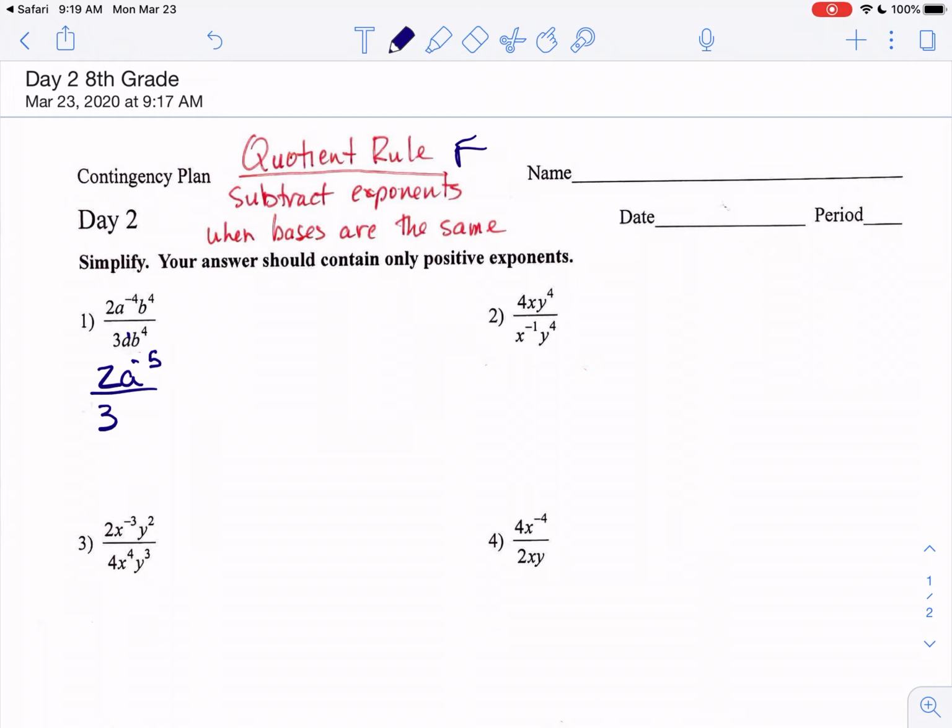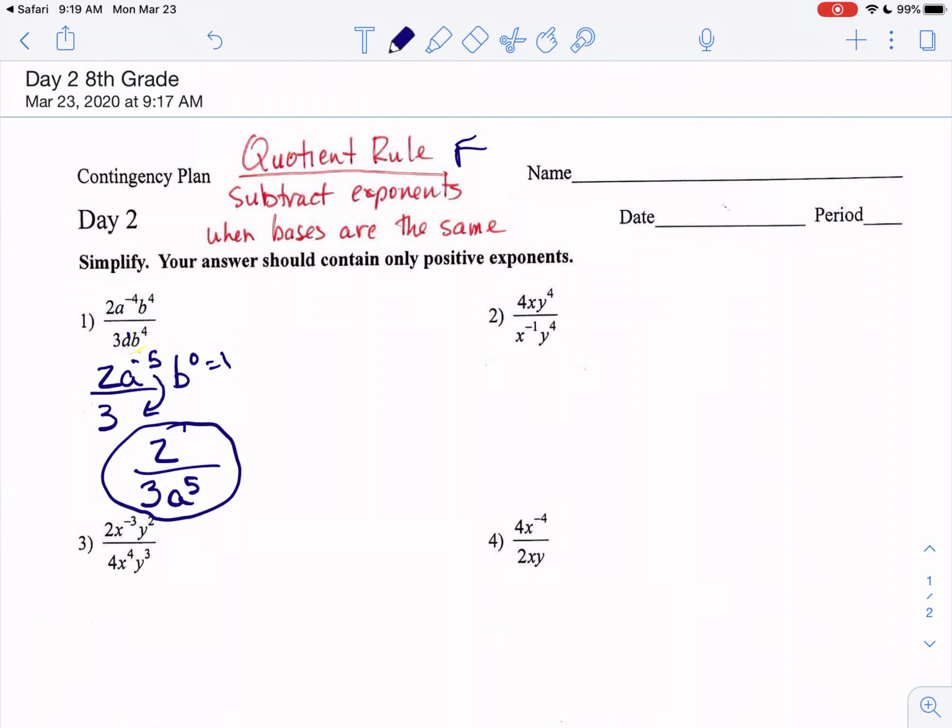So a to the -5th power. And then b to the 4th, and b divided by b to the 4th is 4 minus 4, which is 0, so b to the 0 power. Well, because I have this negative exponent with a, that tells me that I need to move that a to the -5th to the denominator. So my final answer would be 2/3 times a to the 5th. And I'm ignoring that b to the 0 power because b to the 0 power really equals 1. So I don't have to write it. And so I'm done. That's my final answer.